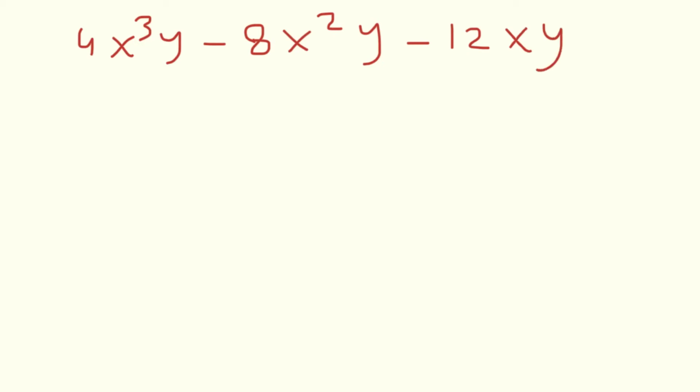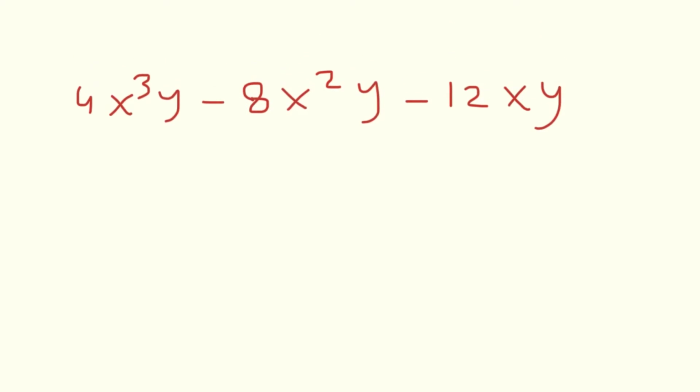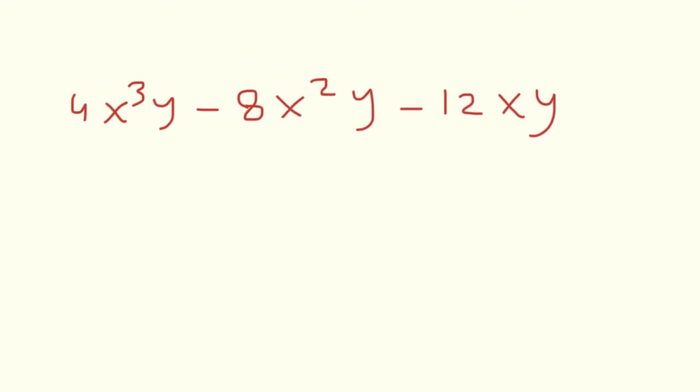So factor 4x cubed y minus 8x squared y minus 12xy. So to factor this, okay, again the question is factor. The first thing you should think about is to take a common factor if there is a possibility. Is there a possibility to take a common factor here?